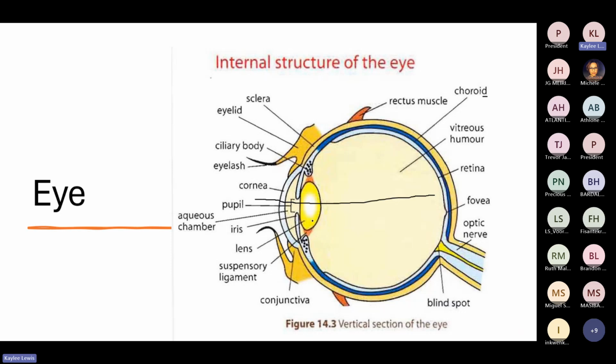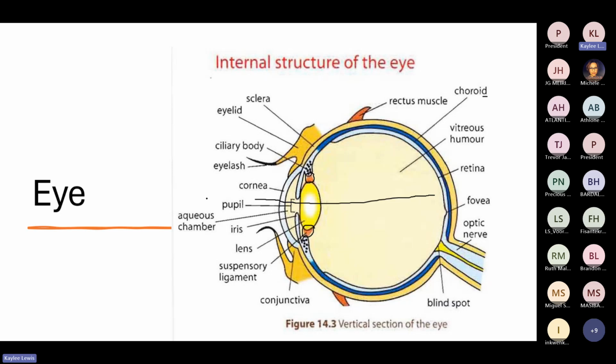And it's biconvex, which we know allows for refraction of light rays, so it allows the light rays to be bent. And it's elastic because the suspensory ligaments are attached to it. It can change the shape of the lens, allowing more or less refraction to take place. And again, we will discuss that later on how that works.